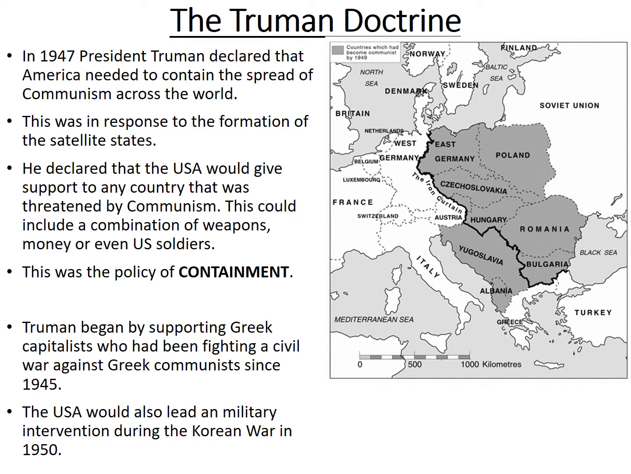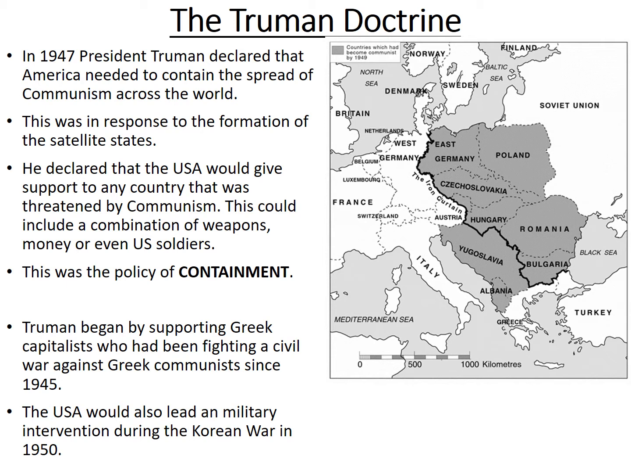Remember, he had led the negotiations with Stalin at Potsdam. He's seen as a much tougher president than Roosevelt was. He's certainly much tougher and much more confrontational when it comes to dealing with Stalin. So in 1947, he does a speech and he declares that America needs to contain the spread of communism across the world, that it's a global problem that needs to be sorted by the United States of America.